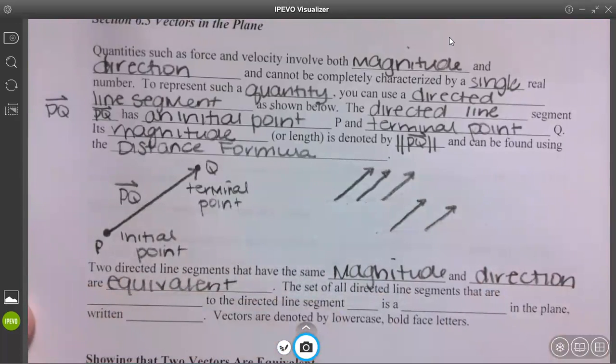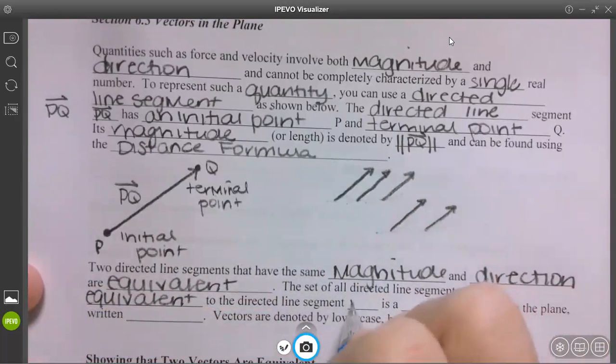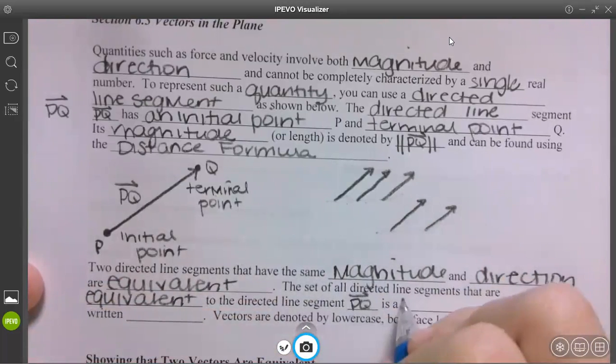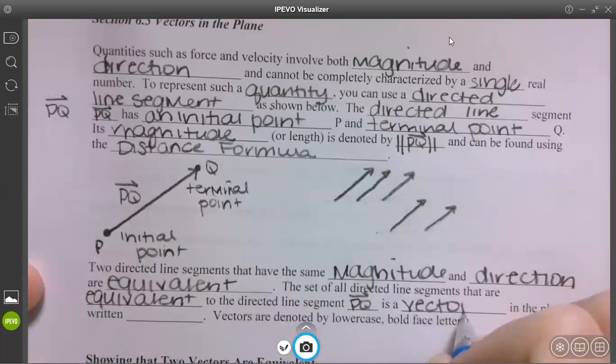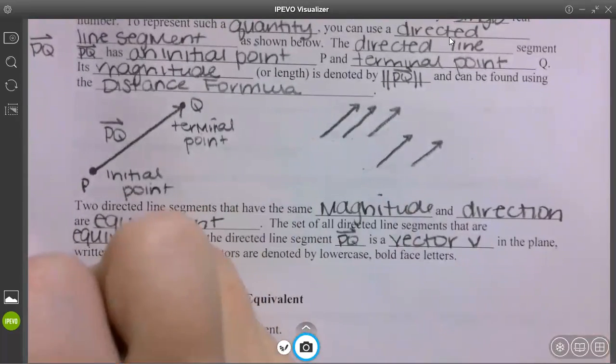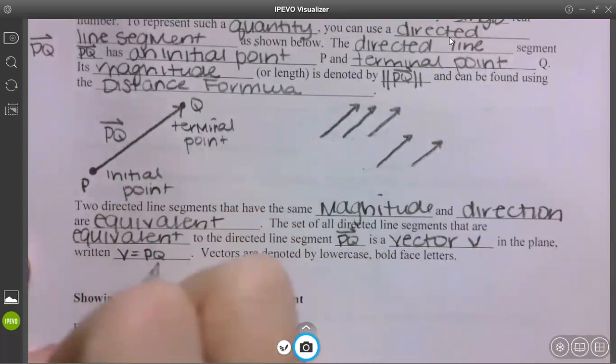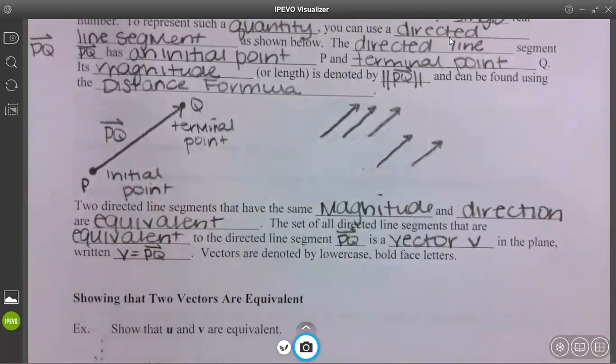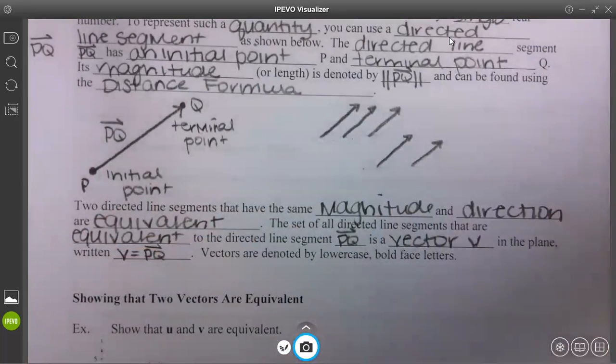The set of all directed line segments that are equivalent to the directed line segment PQ is a vector V in the plane, written V equals PQ. Give you a minute just in case you were still drawing those lines.